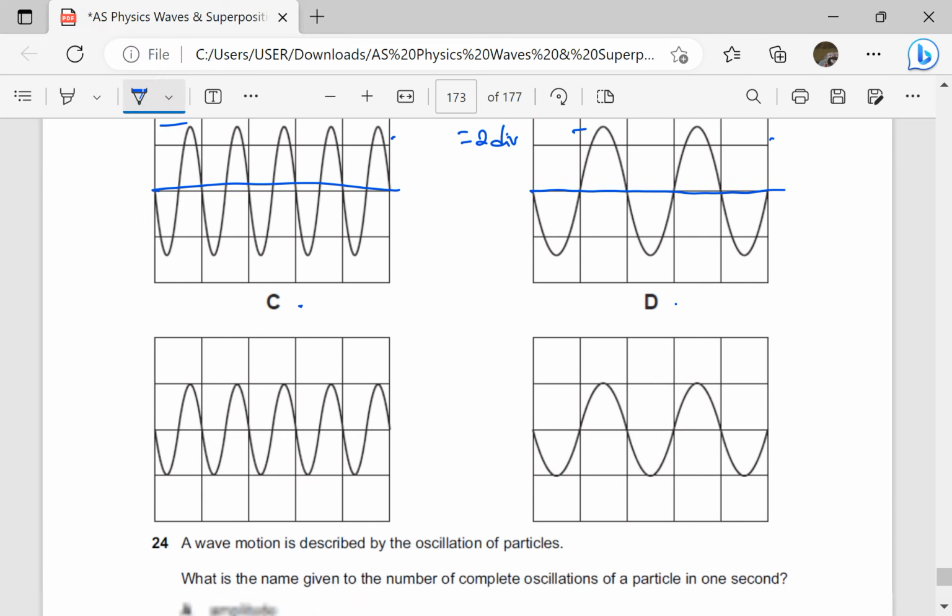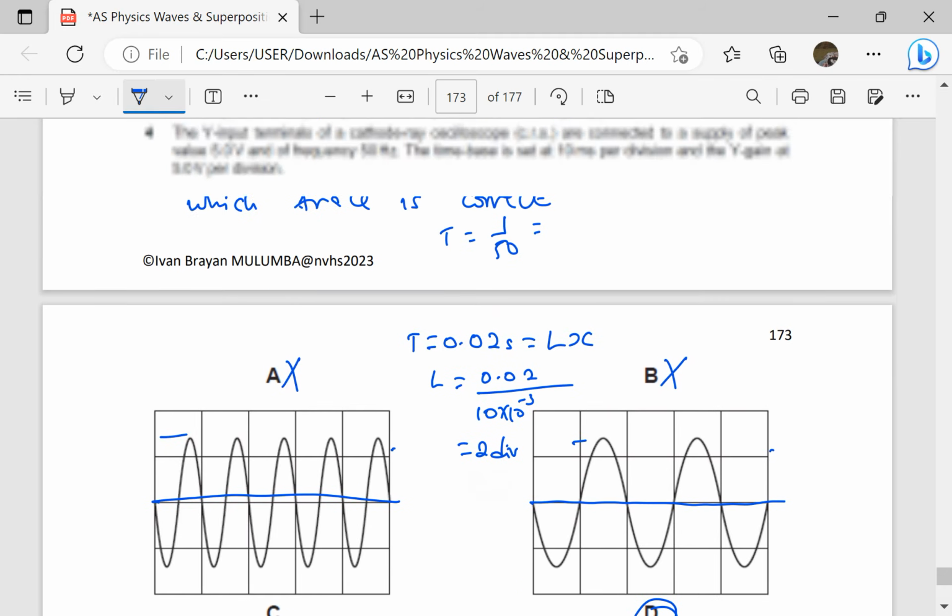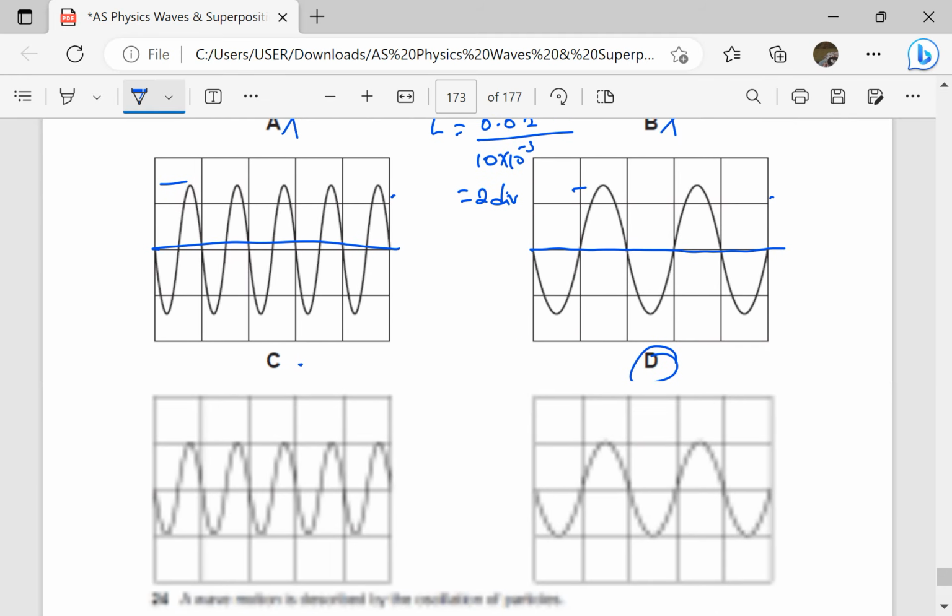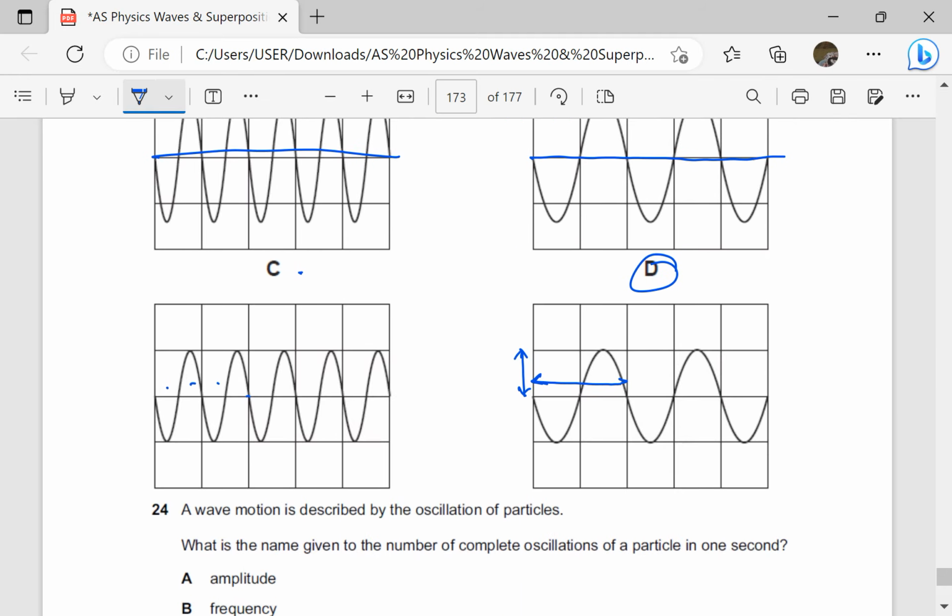So this is showing 2 divisions for one cycle. That's what it means. So this is showing in 2 divisions, we have more than one cycle. So the correct answer is going to be this one. The amplitude is 5 volts, represented by one division, and the period is represented by 2 divisions. So the correct answer is going to be D. In case the question is which trace is correct, that would be D.